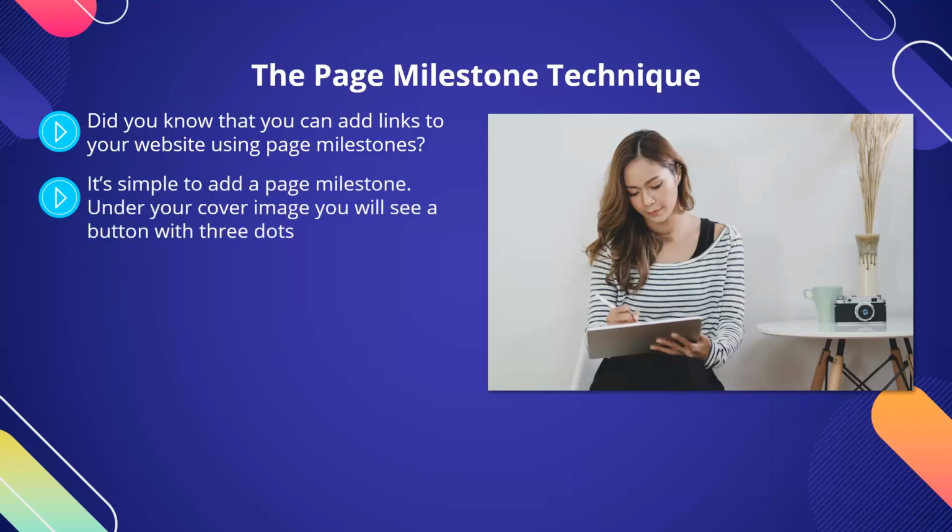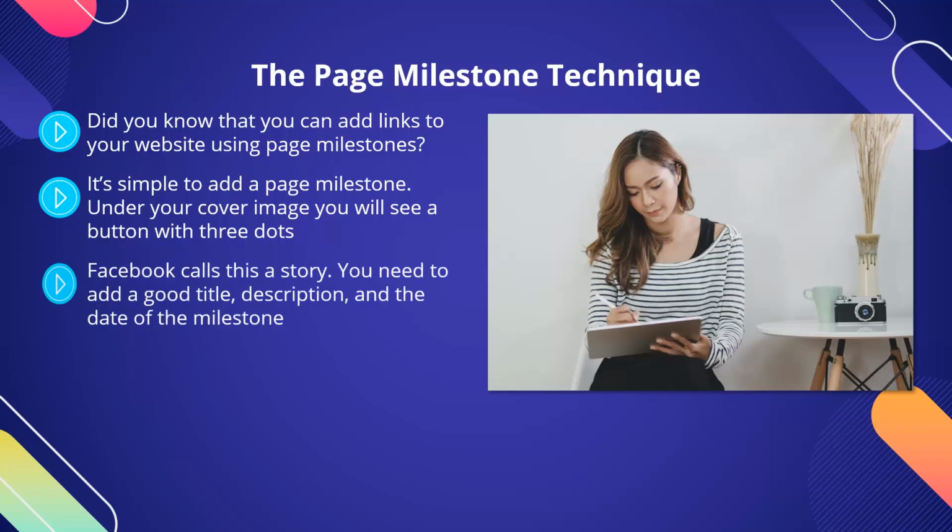It's simple to add a page milestone. Under your cover image, you will see a button with 3 dots. Click on this and a menu appears in a drop-down box. At the end, you will see Create Milestone, so click on this. Facebook calls this a story.